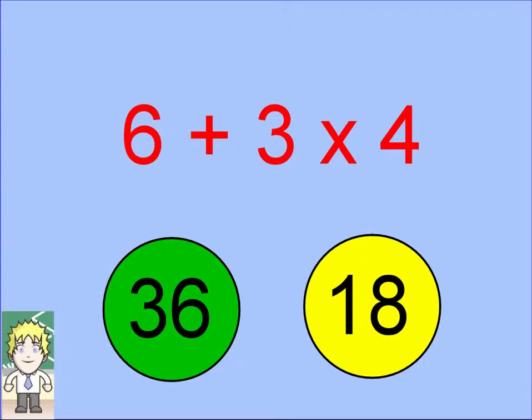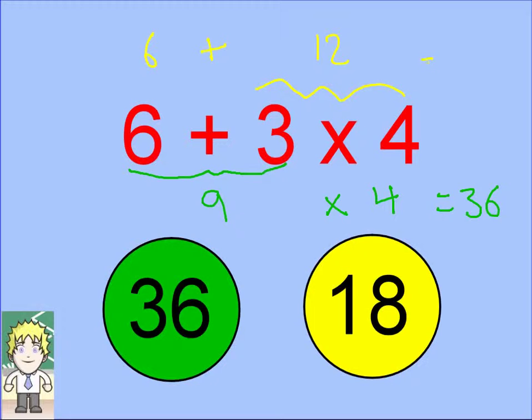Well, when I worked out the first one, I did my 6 plus 3, which gave me 9, and I did 9 times 4 equals 36. Can you guess how I got 18? Well, I did 3 times 4 is 12, and then I added the 6, and that gave me 18. So for the green answer, I did the addition first, and for the yellow answer, I did the multiplication first. And both seem like reasonable things to do.